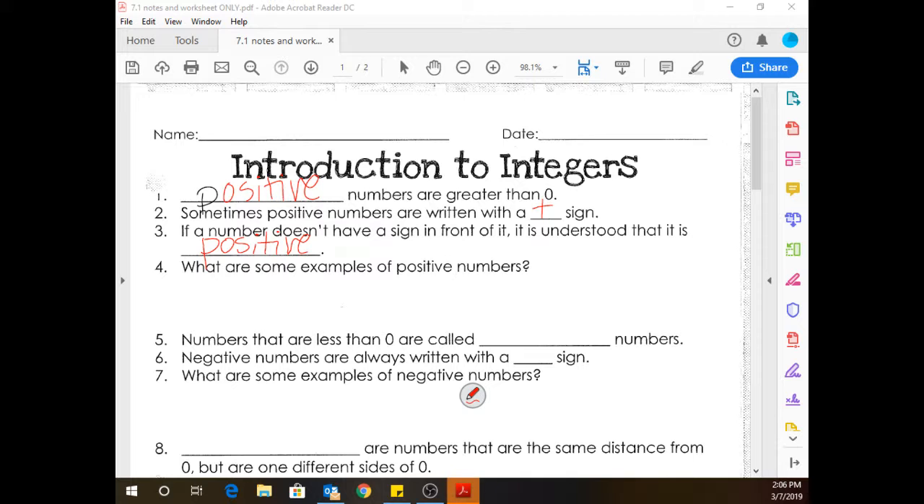So right now at your table, come up with an example of 5 positive numbers. All right, 5, 4, 3, 2, 1, 0. Your whole life you have worked with positive numbers, so I hope you can list positive numbers forever.